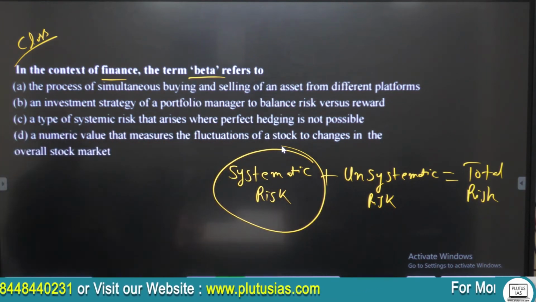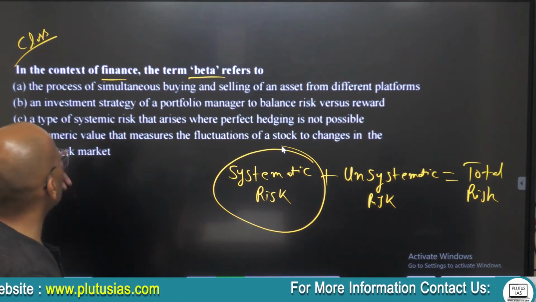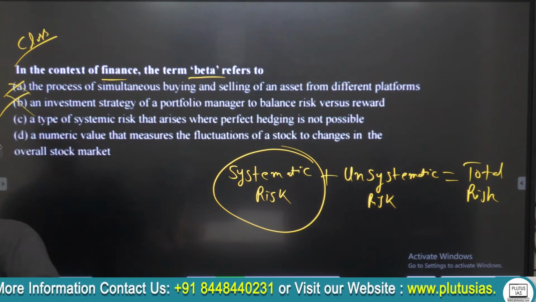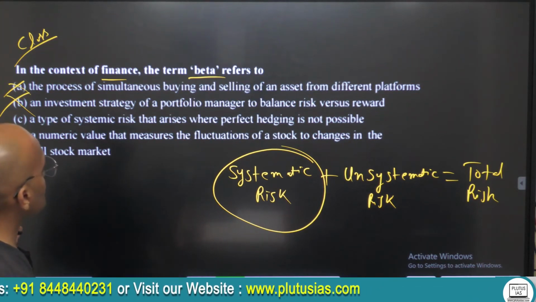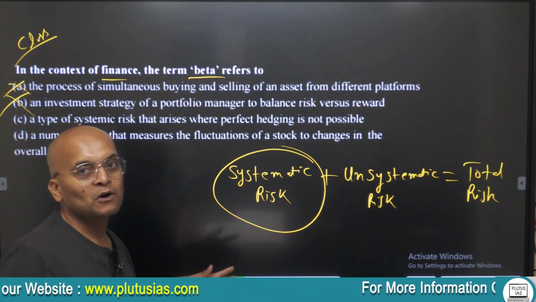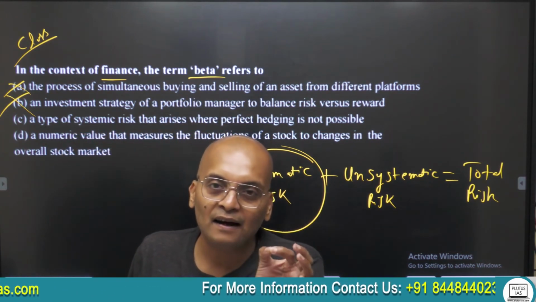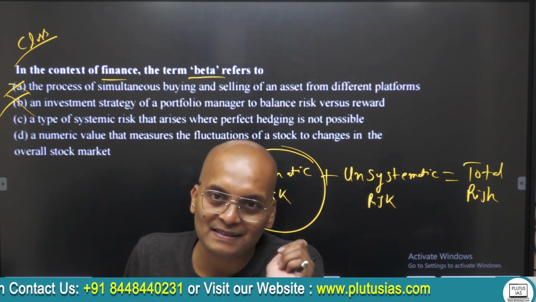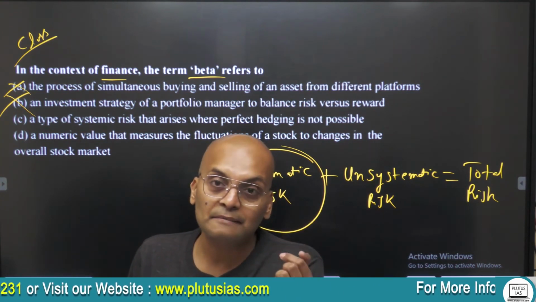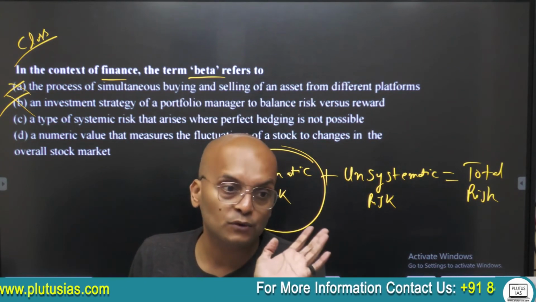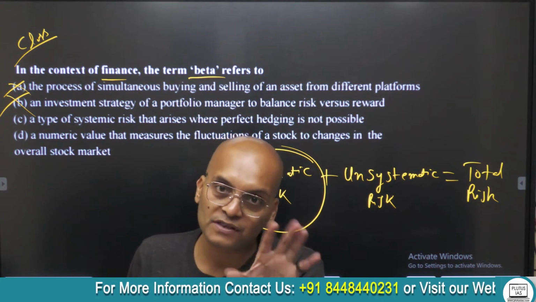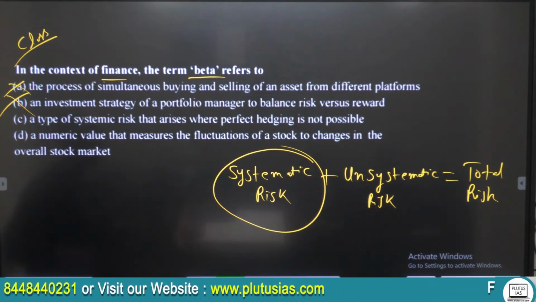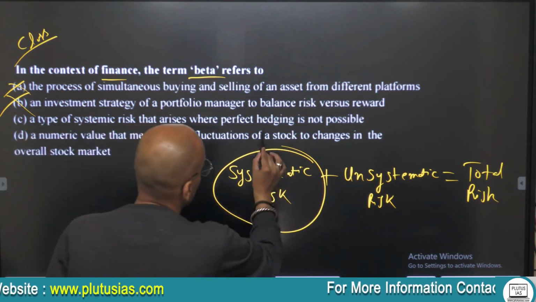Okay. Now, in context of finance, the term beta refers to: the process of simultaneously buying and selling of an asset, no. An investment strategy, no. Type of systematic risk that arises where a perfect hedging is not possible. Now, options, if you know a bit about beta, then you will get confused between C and D, because C is also talking about systematic risk, D is also talking about it. So this time you had to have in-depth knowledge, then only you can solve the paper of economics. Elimination process was eliminated this time in UPSC. So type of systematic risk that arises where perfect hedging is not possible is also a concept of finance.